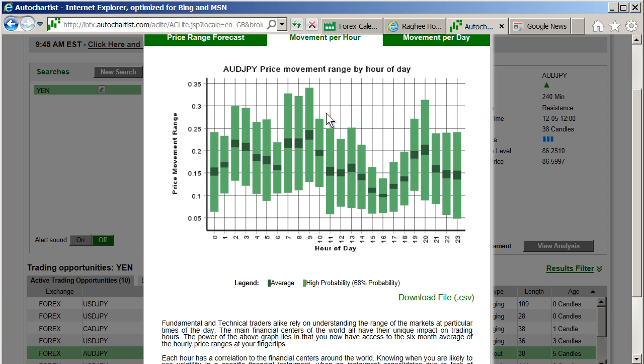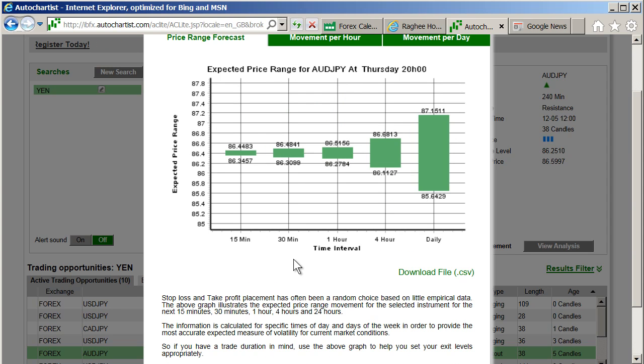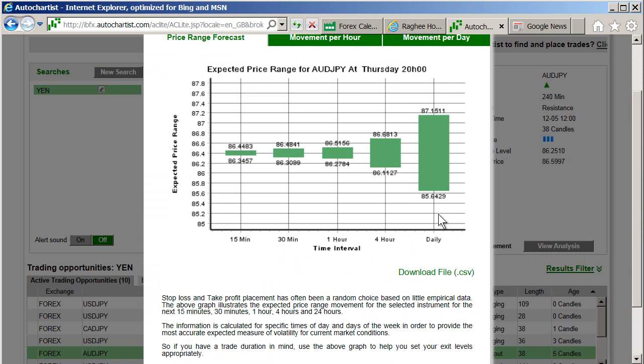That's probably pretty unlikely. I can look at the price range forecast, which is updated every 15 minutes, and get an idea of how much time it might take to get down to the level that I'd like to buy at, which again is at 85.37. Take a look at the forecast for the next 15 minutes, 30 minutes, 1 hour, 4 hour, and daily.